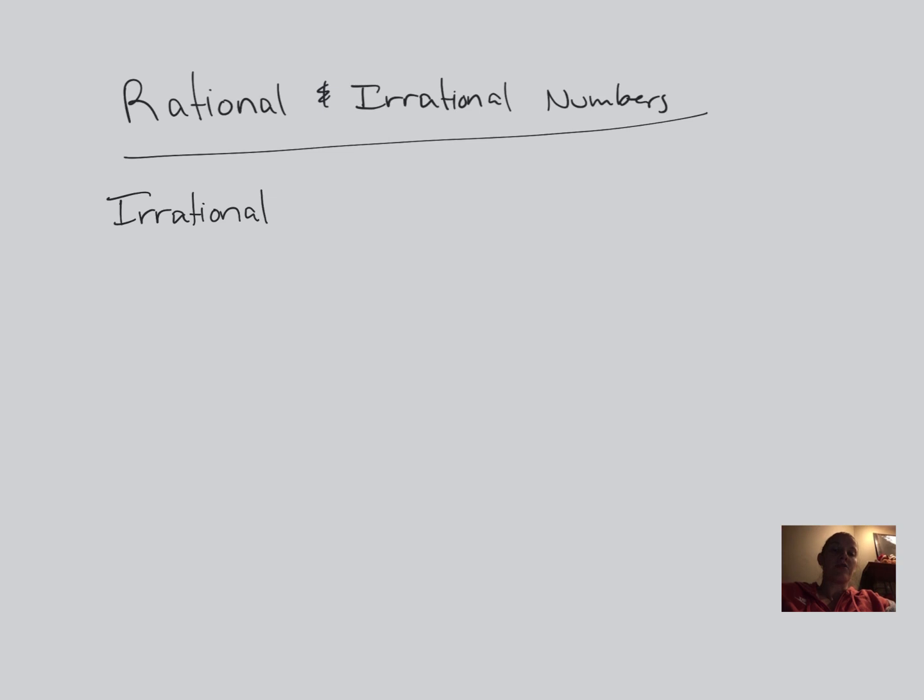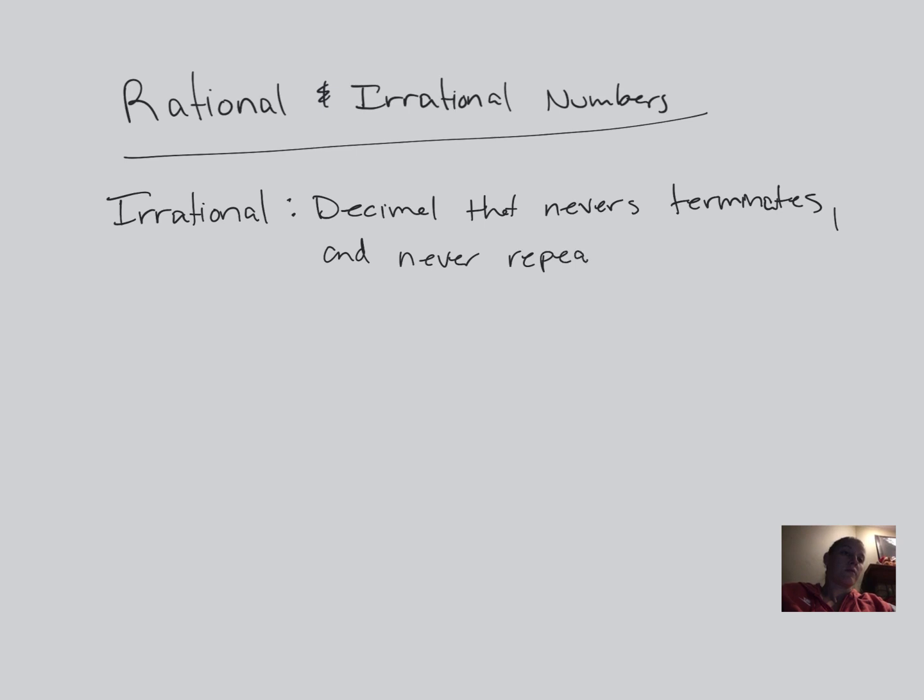For a number to be irrational, it would be if it is a decimal that never stops, so never terminates. Terminates means stops. So it never terminates, never stops, and never repeats. So if it's those two things, then it is going to be an irrational number.